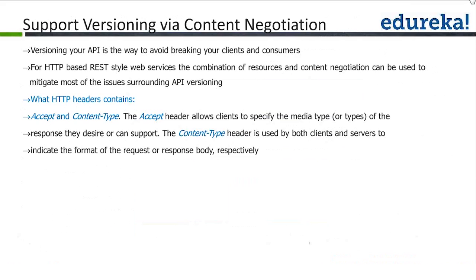So, support versioning via content negotiation. What is content negotiation? This is a very REST web services specific concept: in REST web services, the provider and the consumer do a content negotiation. Let's try to understand what content negotiation is. Versioning your API is the way to avoid breaking your clients and consumers. Very basic, straightforward. Okay, so I see a yes coming from Vijay.